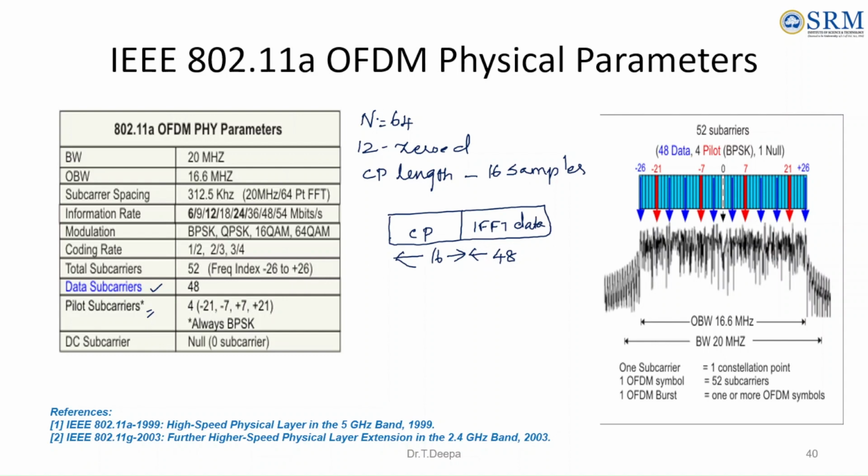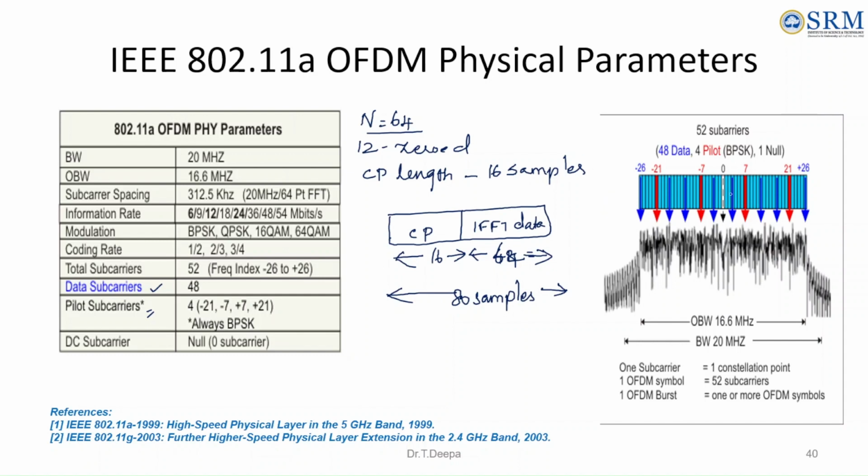The number of subcarriers is 64, right? So this is 64: 48 plus 4 plus 12. Okay, so 64. So the total number of samples associated with each OFDM symbol is 64 plus 16, that is 80 samples.